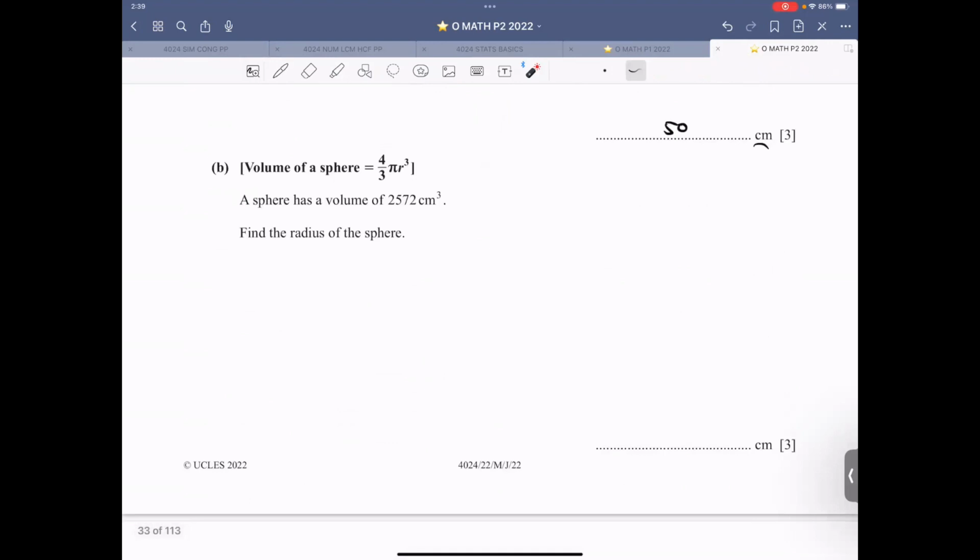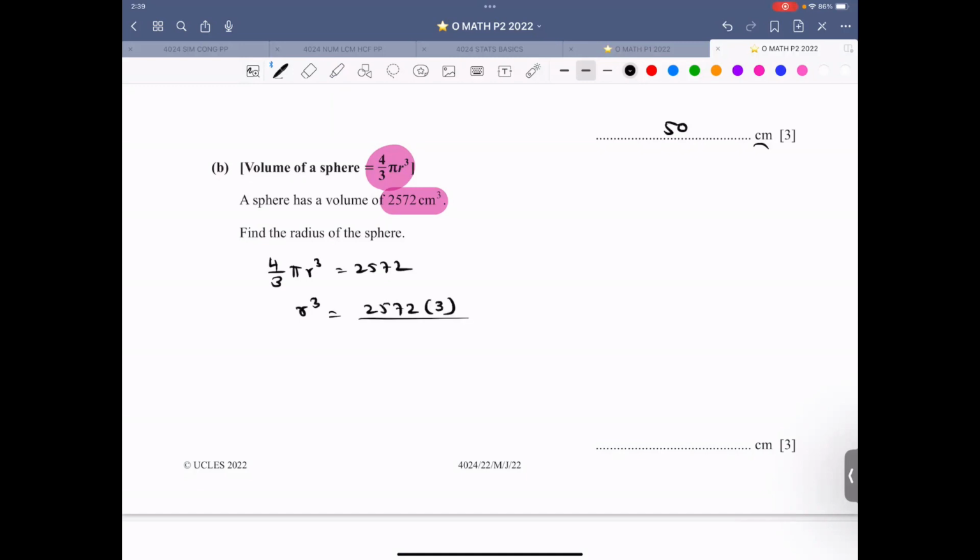Volume of a sphere, the formula is given. That is 4 over 3 pi r cube. A sphere has a volume of this much. Find the radius of the sphere. So 4 over 3 pi r cube is 2572. R cube is 2572 into 3 divided by 4. Value of pi is 3.142.